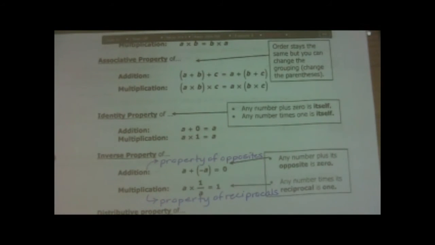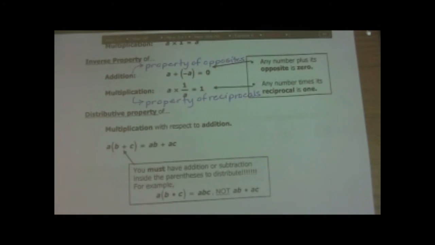Okay, last is the distributive property. Now, there's only one distributive property. There's not one for addition and one for multiplication. And remember, there are no properties for subtraction and division. None of these apply. So the distributive property is actually of multiplication with respect to addition. So, here's the distributive property. That is when you have something added or subtracted in parentheses multiplied by something else. That's the distributive property. And you know this from Algebra 1. When you distribute here, you get a times b plus a times c.